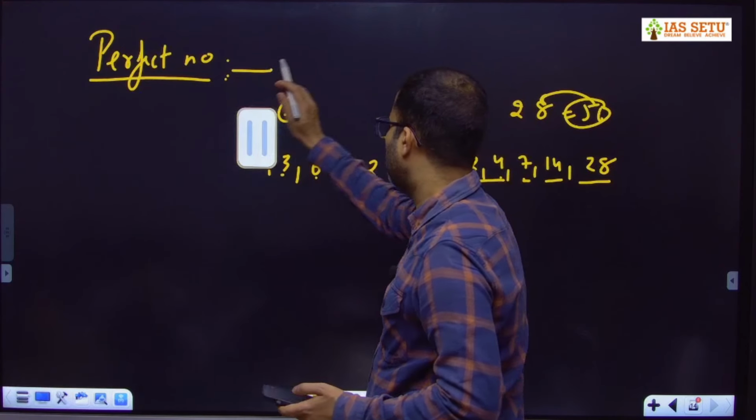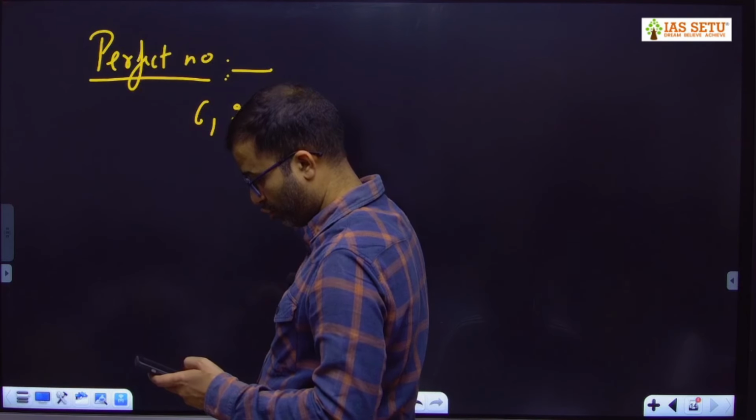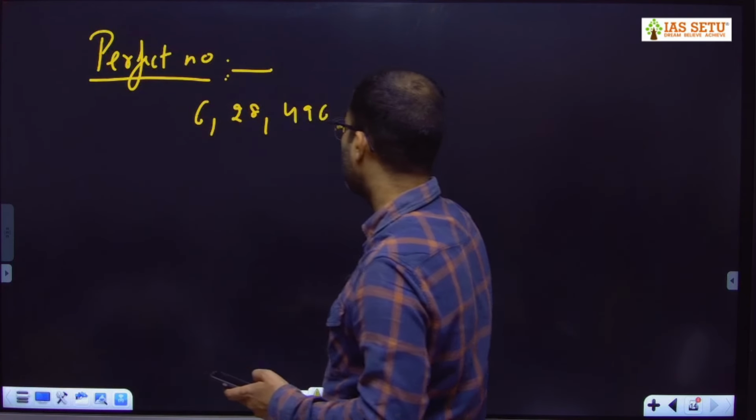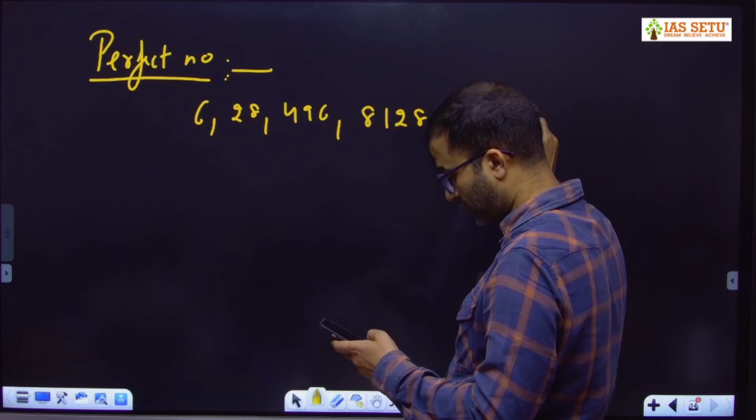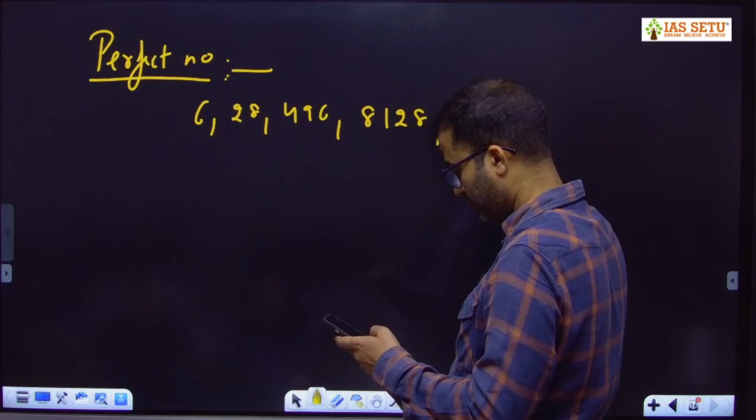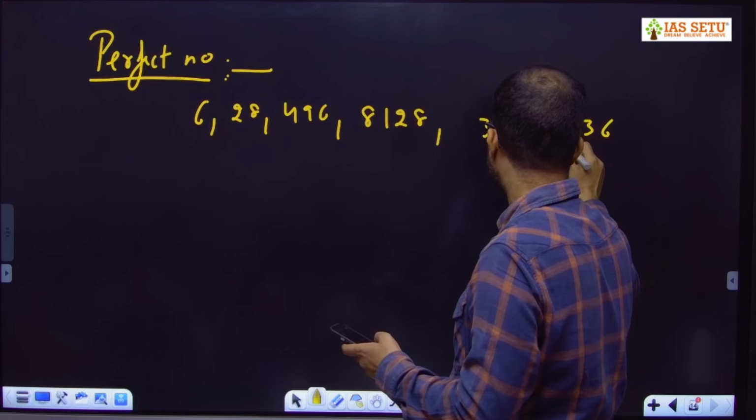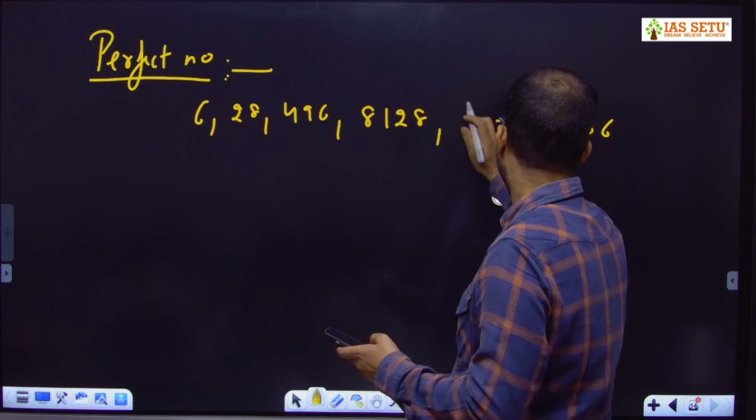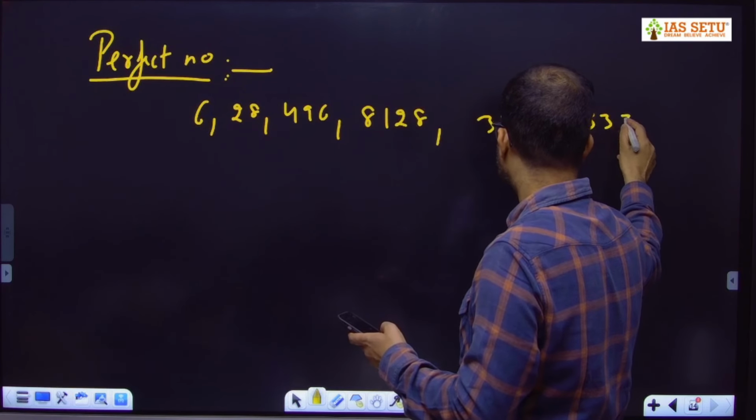I give you example. 6, 28, 496, 8128, then 33550336.